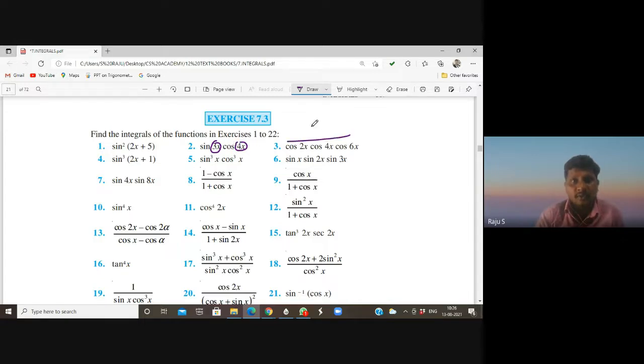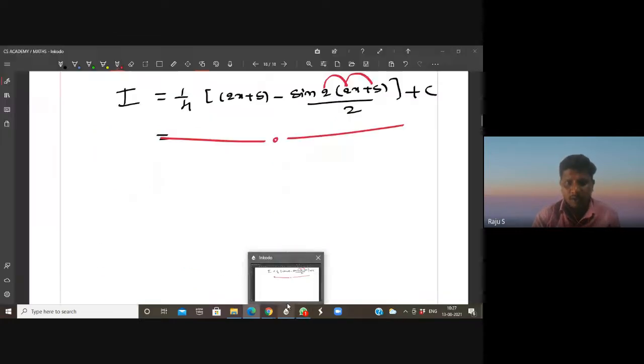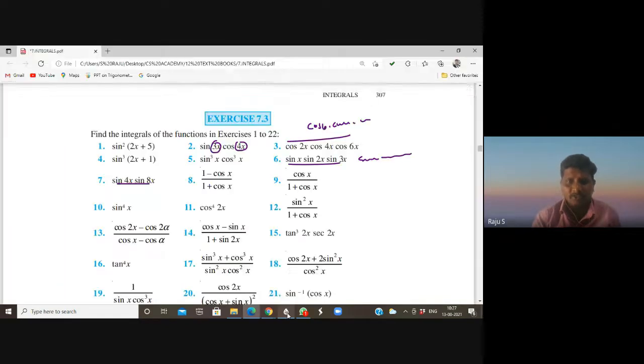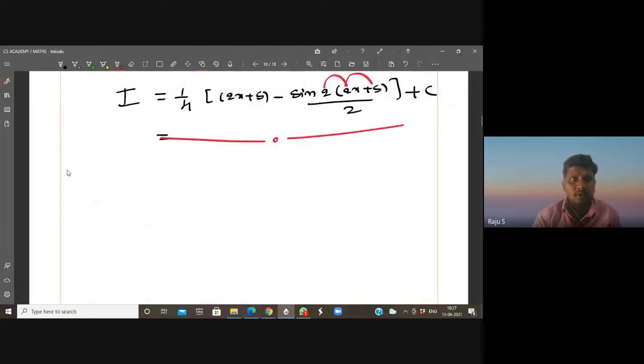Here also you can write cos 6x, cos 4x, cos 2x. Here also you can write in descending order: sin 3x into sin 2x, and while doing here also sin 8x into sin 4x, like that you can take. It becomes easy. You may take directly sin 3x into cos 4x also, but sometimes we are going to get sine of negative values, sine of minus theta, right? That time sine of minus theta is again minus sin theta. But instead of that, if you take according to the order, then we will get it directly.